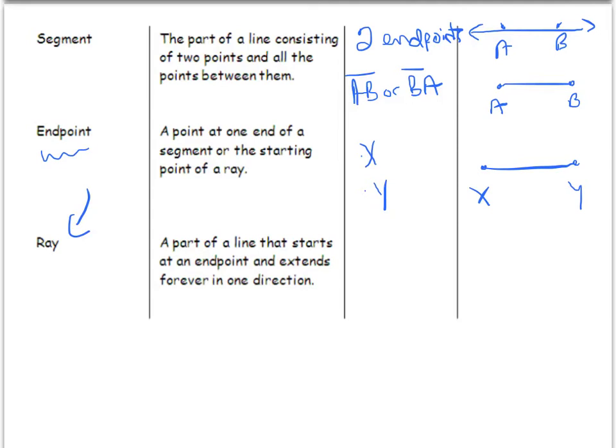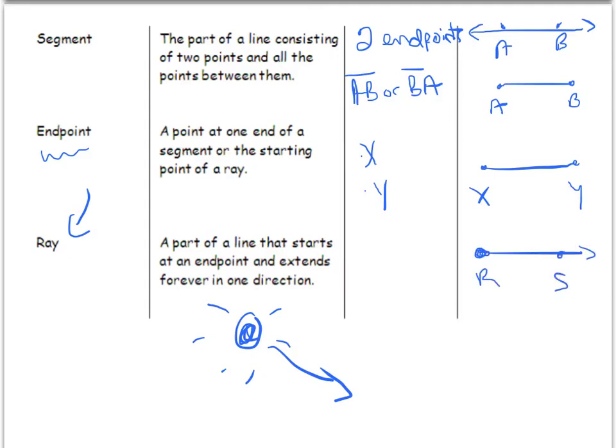A ray is just simply part of a line that starts at an endpoint and then extends forever in one direction. Think about a ray of sunshine. It starts at the sun and goes down to the ground, right? This is your starting point right here. That's your endpoint. So let me draw a picture for you.